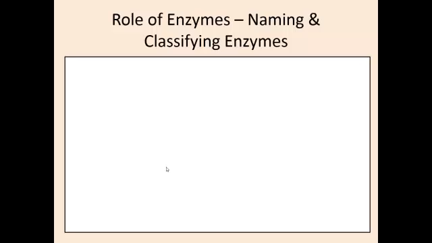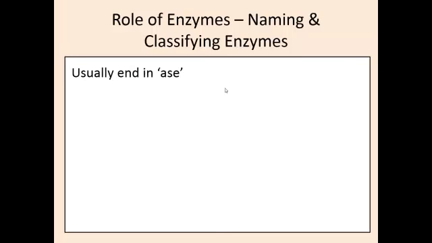So before we get into the role of enzymes, what are enzymes? Enzymes are proteins that act as catalysts in biological reactions. So what is a catalyst? A catalyst is anything that speeds up a reaction or is involved in a reaction without being consumed by the reaction. So in other words, we can take enzymes and use them over and over again, whereas the substrate for the enzyme is changed during the reaction.